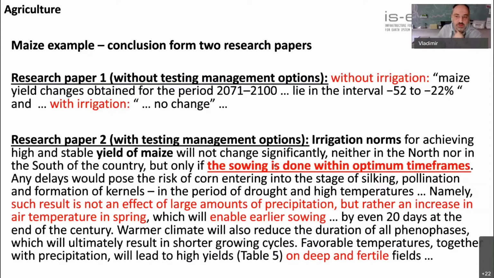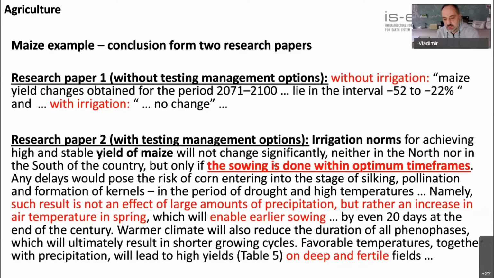in 2 research papers. The first one found that without irrigation, the maize yield change obtained from the period will lie between minus 52 to 22%. And if you introduce additional irrigation, there will be no change in the maize yield. But another paper, which is more sophisticated in terms of what they tested, found that if you change the sowing date within the optimum time frames in the future climate, then you will get the same amount. The yield will be the same, and you will not need additional irrigation in terms of what already is used.